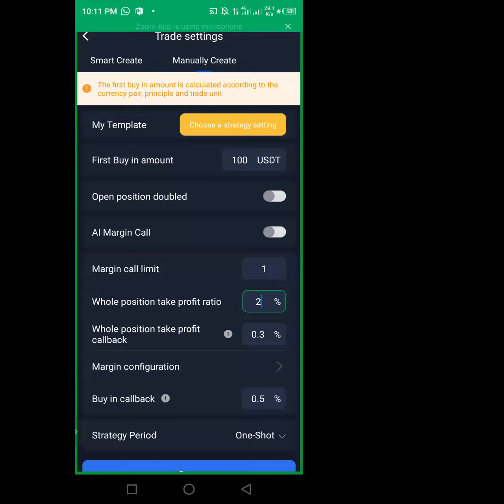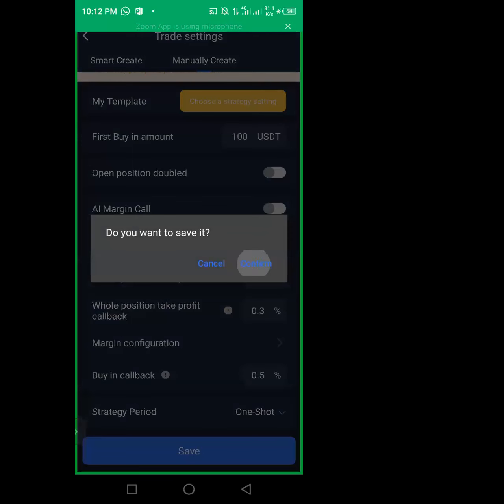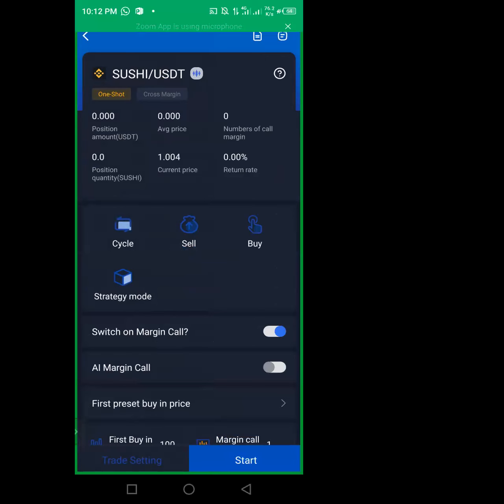Okay, so let me continue. After I search for the coin, the two things I will set are my first buy amount and my take profit ratio, my take profit percentage. The coin is already on one shot. If it's on cycle, I change it to one shot and I save and confirm. That is the only thing I will set for now.